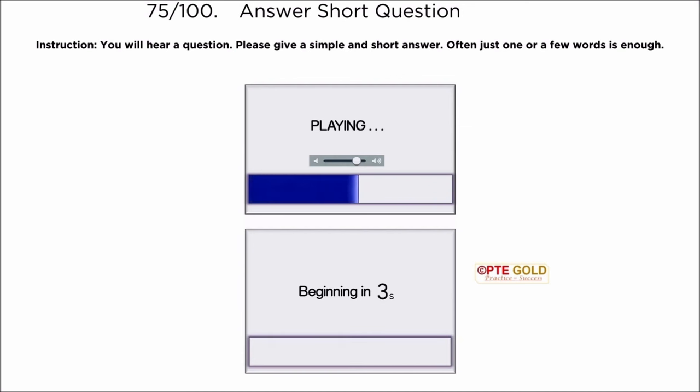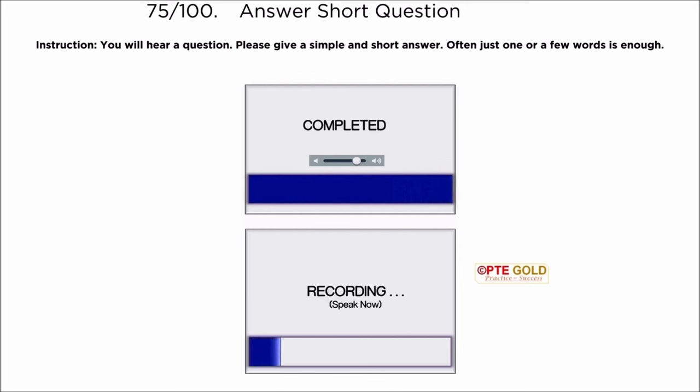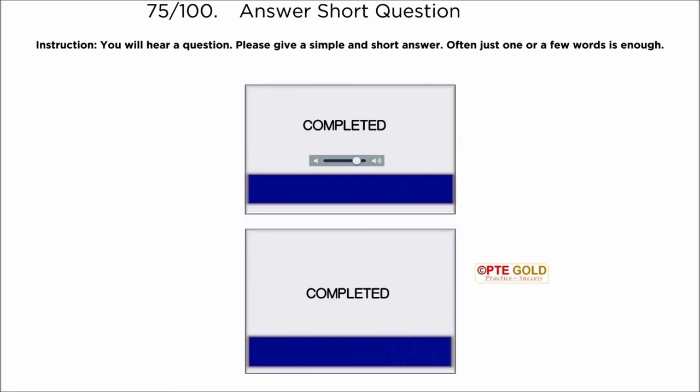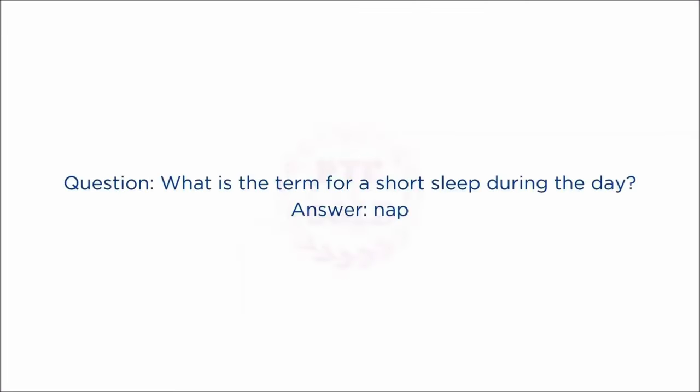What is the term for a short sleep during the day? Nap.